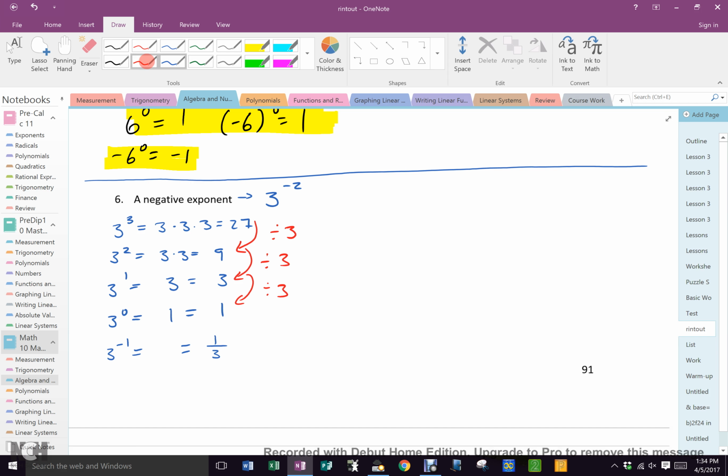Okay, so now what's our logical next exponent here? Negative 2. So what is our logical move here? Divide by 3. So this spot right here must be 1/3 divided by 3. But in math, we don't divide fractions, do we? This is 1/3 times 1/3, isn't it? What's 1/3 times 1/3? 1 times 1 is 1. 3 times 3 is 9.